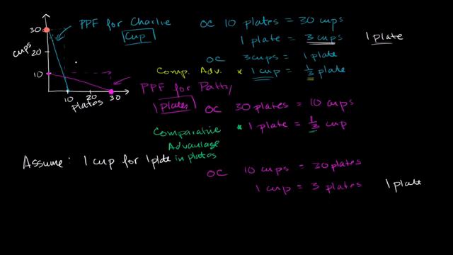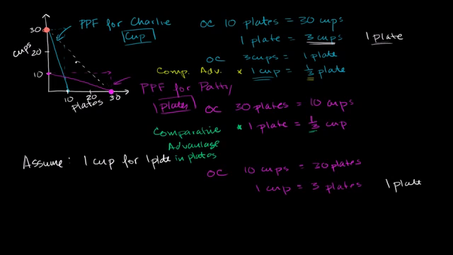And so they can each do this. For example, Charlie can keep trading cups for plates, and he could end up anywhere on this line right over there. And Patty could do the same thing. She could trade plates for cups and end up someplace over there. But obviously where they end up depends on how much the other one is willing to trade. But let's say they both want to get to that 15-15 scenario.